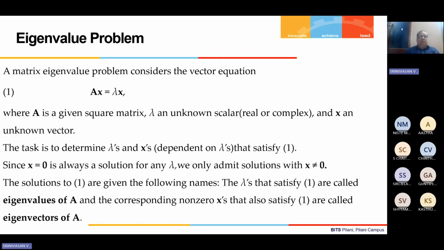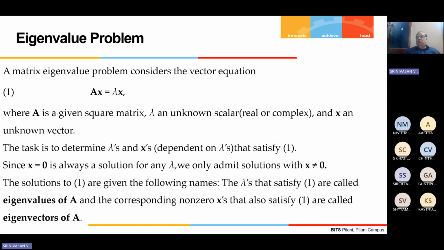Since x equal to 0 is always a solution for any lambda, we only admit solutions with x not equal to 0. We know very well x equal to 0 is a trivial solution, isn't it? So when you have the x = 0 vector, left hand side is 0, right hand side is also 0. Therefore, that is trivial, that is obvious. And therefore, we are interested only in non-trivial solutions. That is, x is not equal to 0.